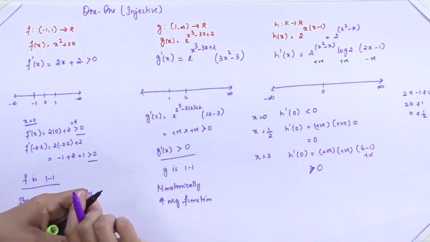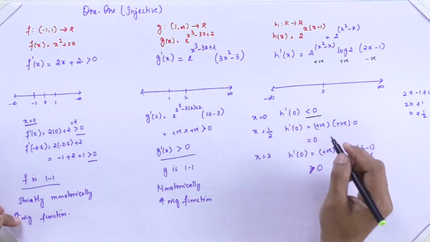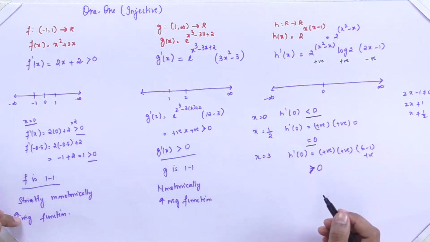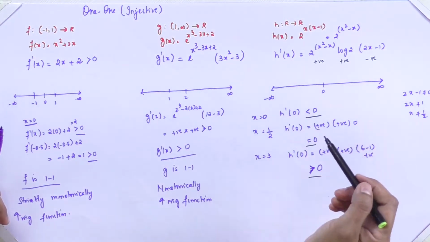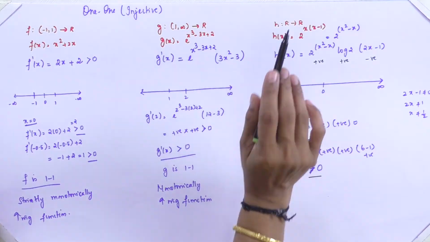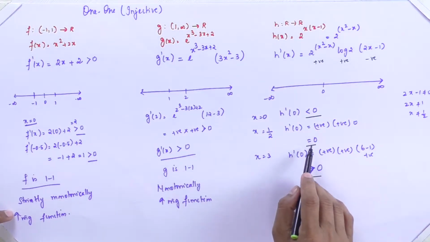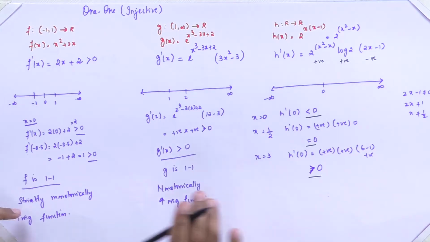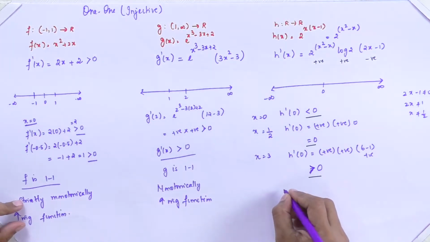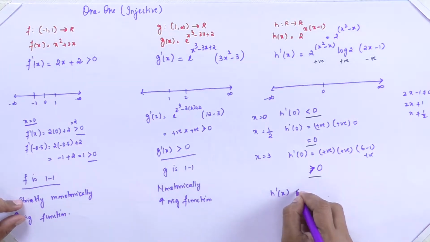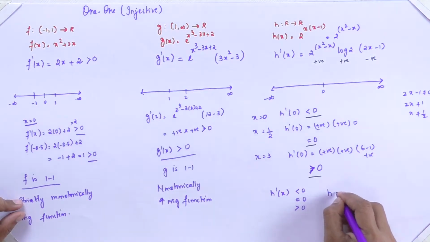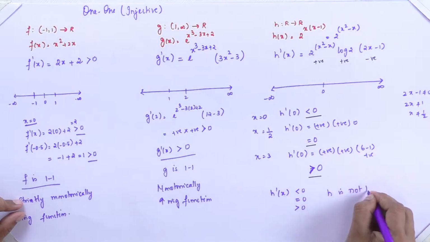See here, I have one value less than 0, one value equal to 0, and one more value greater than 0. Which means that here it keeps oscillating. At times it is less than 0 over this set of all real numbers, at times it is equal to 0, at times it is greater than 0. So since my h dash of x is at times less than 0, equal to 0, greater than 0, I will conclude that my h is not 1 to 1.